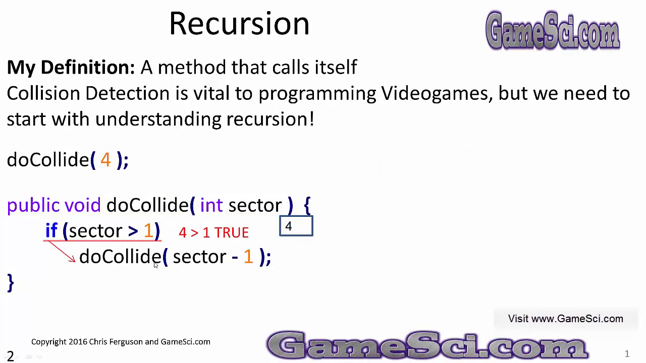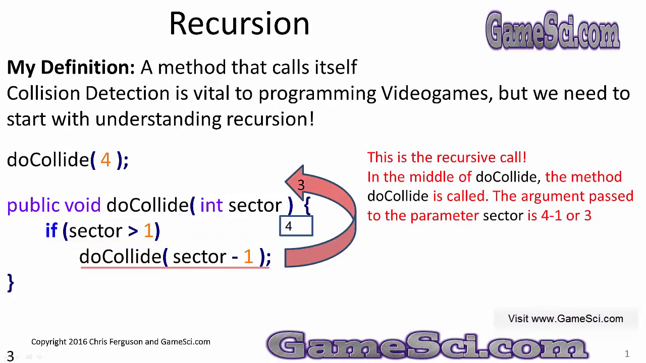So on this first line of code, 4 greater than 1 is a very true statement. As a true statement, it's going to execute the code in the if block and call doCollide. That is the recursive call. In the middle of doCollide, the method doCollide is called. Whoop. The argument passed to the parameter sector is 4 minus 1. Sector contained a 4, so 4 minus 1 is a 3, so we're sending a 3 off on the second, or the recursive call, to doCollide.